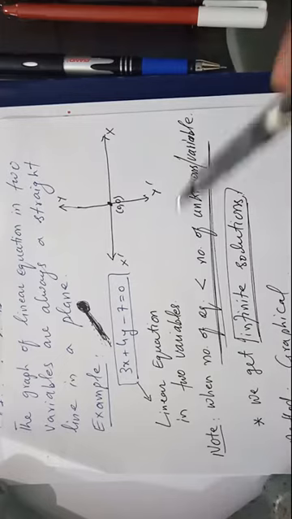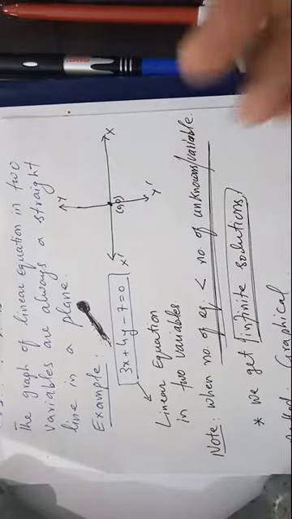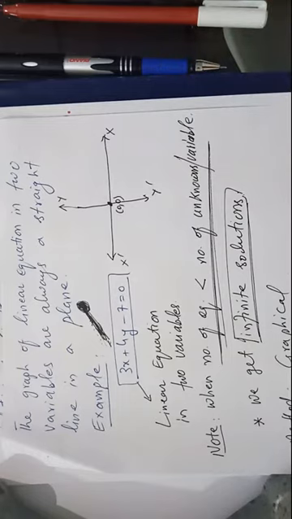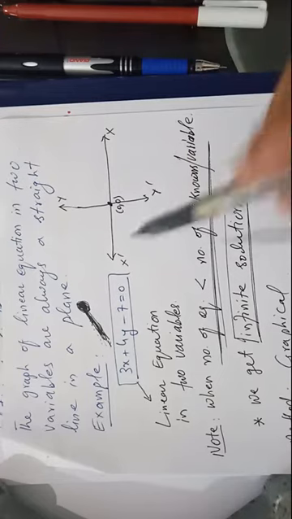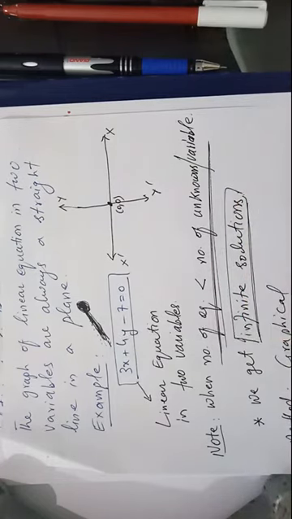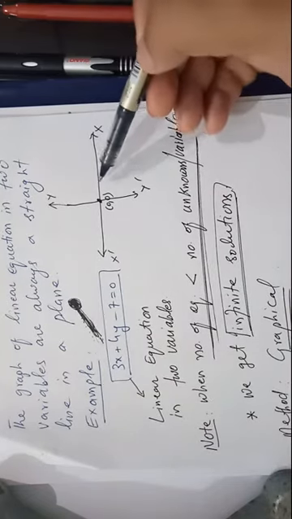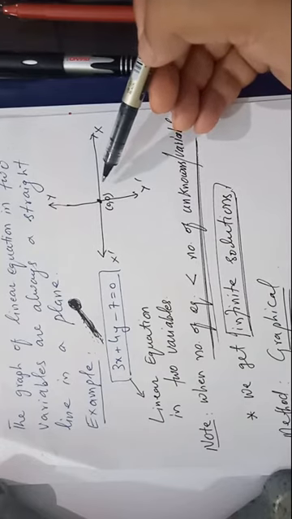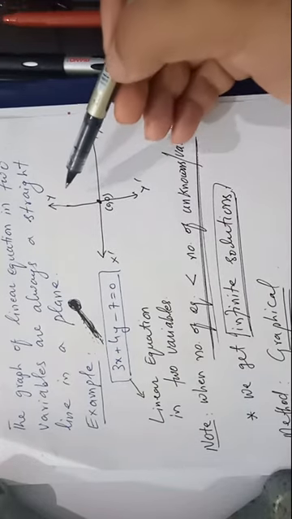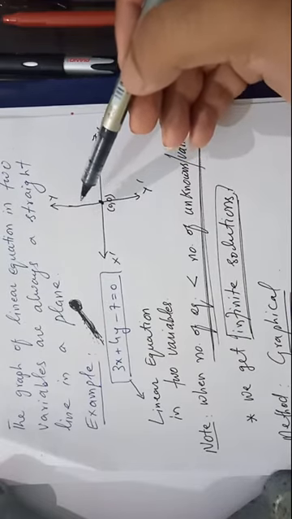And whenever a line is drawn in this plane, it must pass through the x-axis and the y-axis. So to find the graph of this equation, we will find the x-intercept and y-intercept. Remember, when a line passes through the x-axis, the value of y is 0, and when the line passes through the y-axis, the value of x is 0.